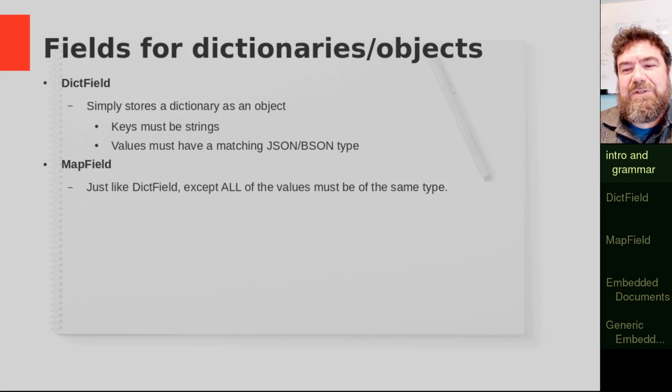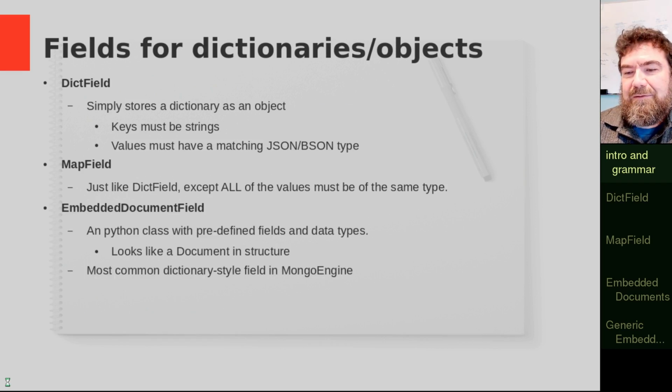Next is MapField, which is very similar to DictField with the sole exception that all of the values have to be of the exact same type. In fact, that's passed into MapField as one of the parameters. And then there's EmbeddedDocumentField, which of course embraces embedded documents, which are predefined dictionaries. They're very similar to documents, so think of having a small document inside of a document.